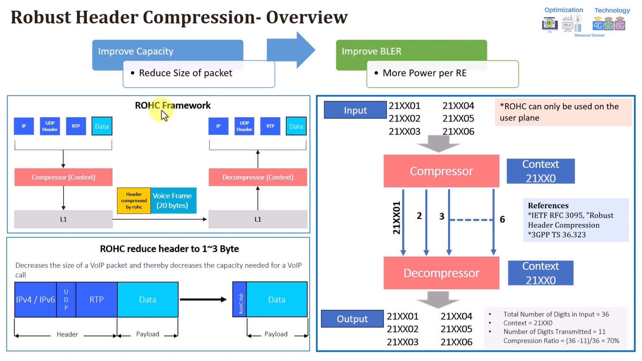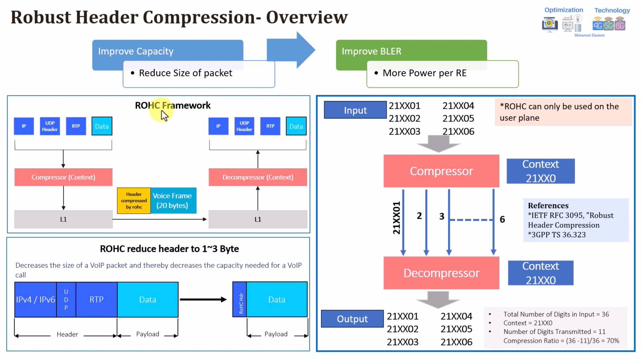Okay, now it's about robust header compression. This is also a standard feature which is usually enabled by default. You just need to check or make an audit for your network, but usually this is enabled. But let's explain how this feature works and what kind of improvement we can get whenever we enable this feature, and how also to verify from the drive test whether the feature is enabled or supported by the users or not.